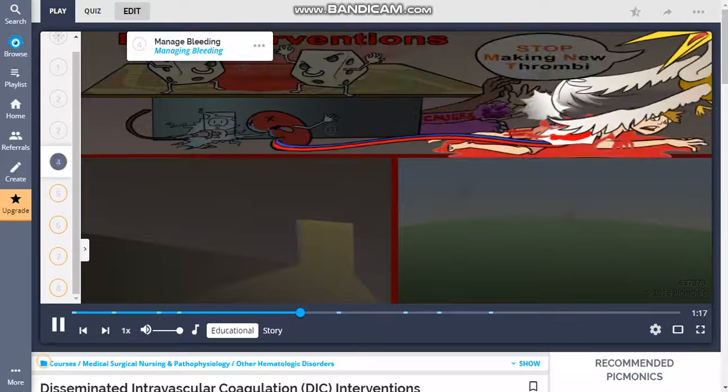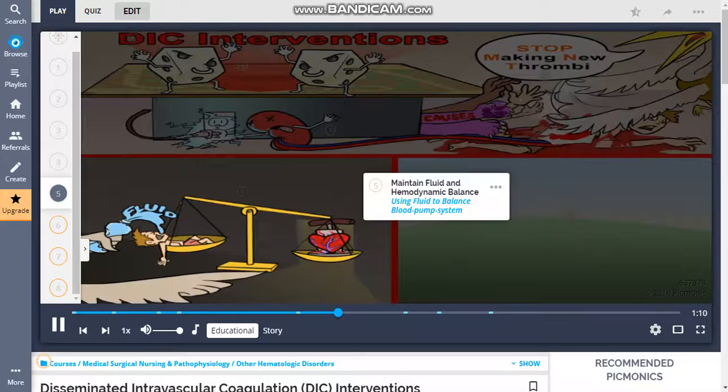The rescuer is also placing his wing to apply pressure to manage bleeding, as patients will often be placed on strict bleeding precautions. The guy is taken to a safe place to receive more care, including administration of fluids to balance the blood pump system scale, as maintaining fluid and hemodynamic balance is another important intervention to prevent shock.